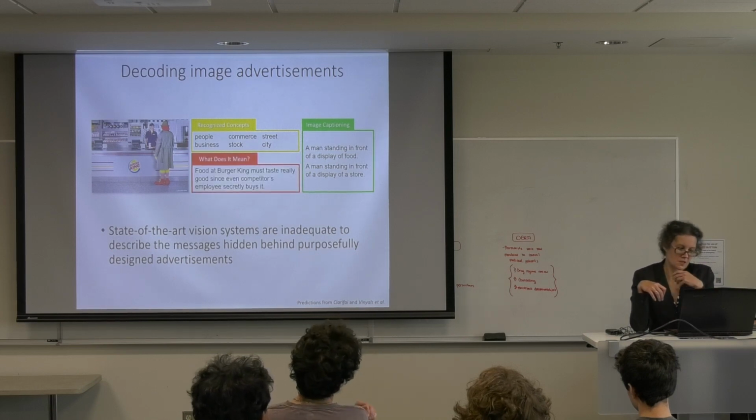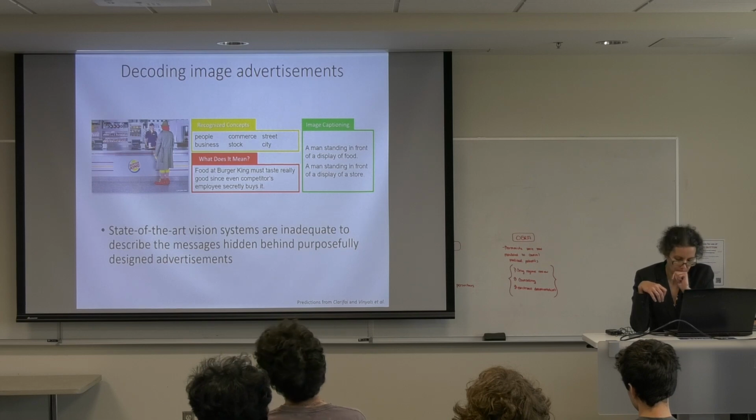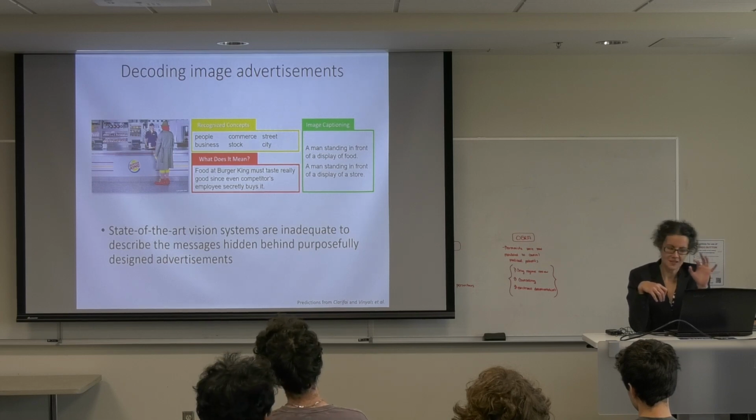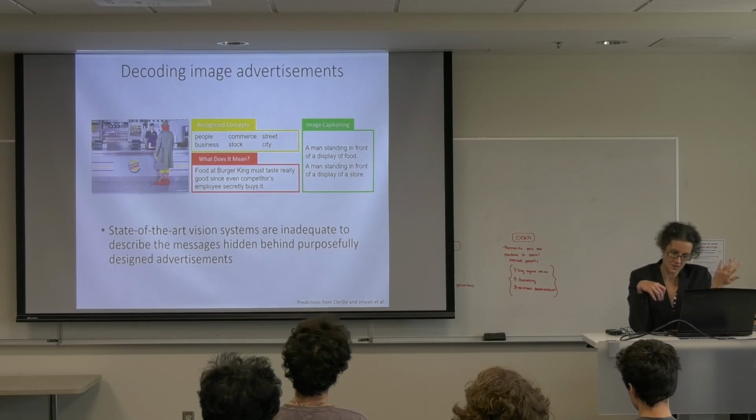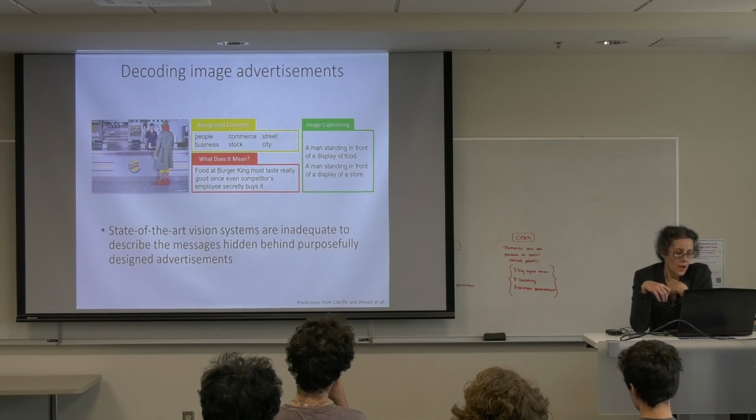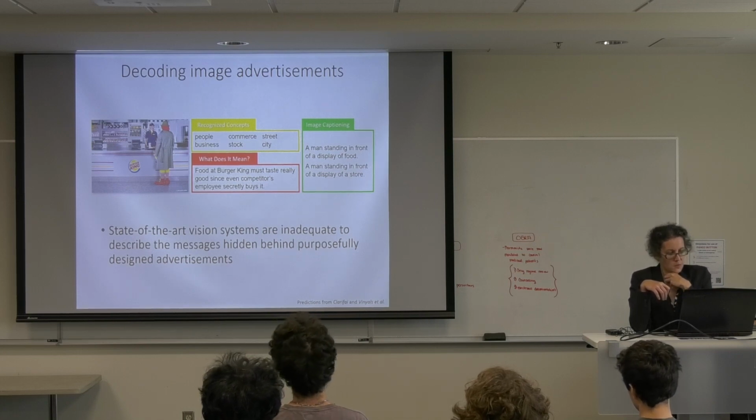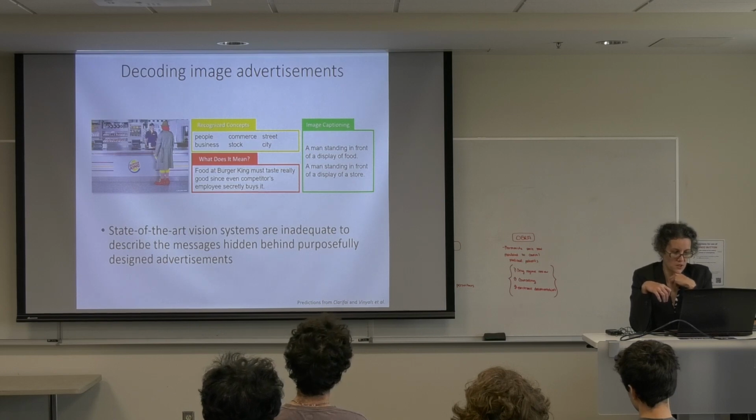And we have a dataset with these, which, if you're following what I'm saying, a dataset that's annotated with these is a little bit in conflict with what I was saying about weak supervision. However, you can think of this as just for evaluation. And one annotation we might have is: food at Burger King must taste really good since even the competitor's employee secretly buys it. And why is it secretly? Because of the trench coat, right? Okay. Some of you may be sick of this image if you've heard my talk multiple times.